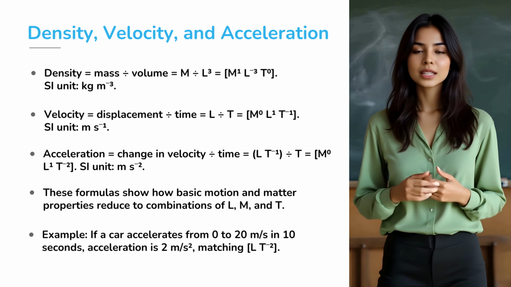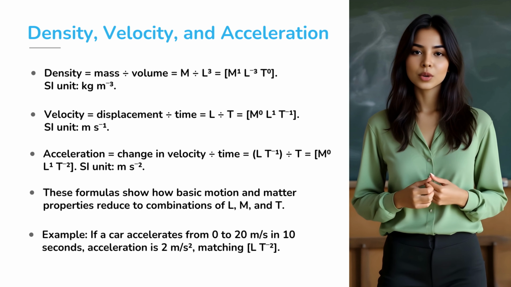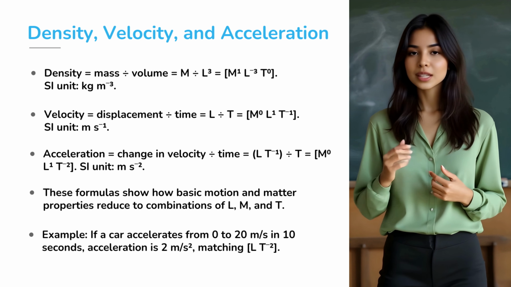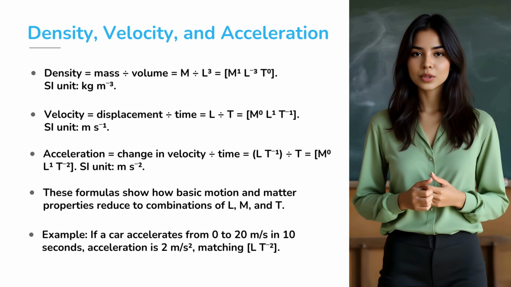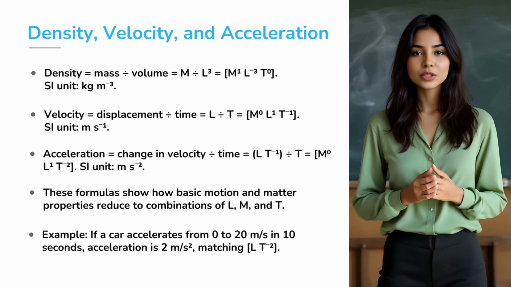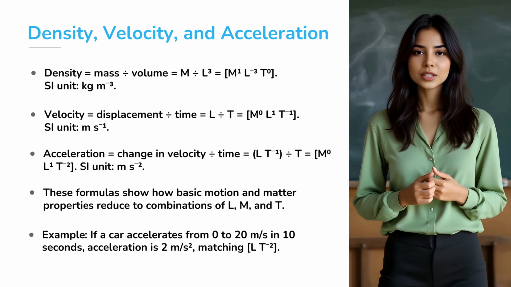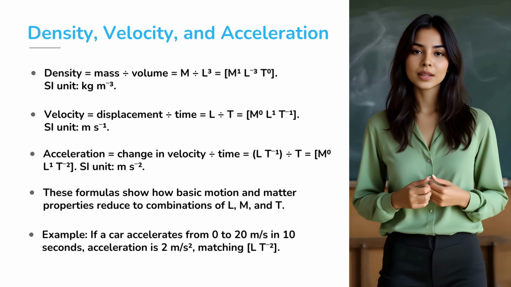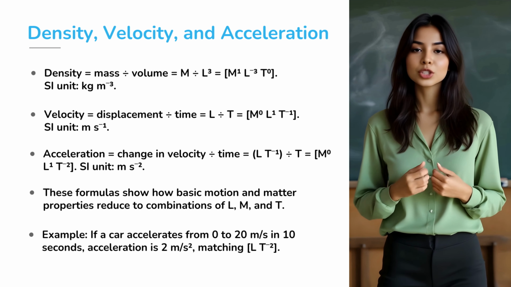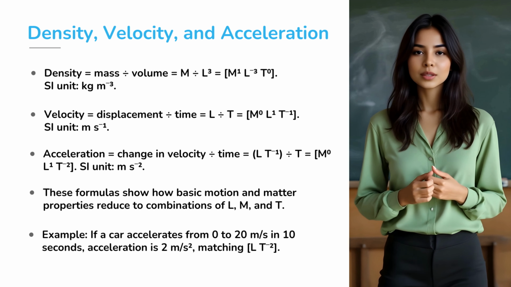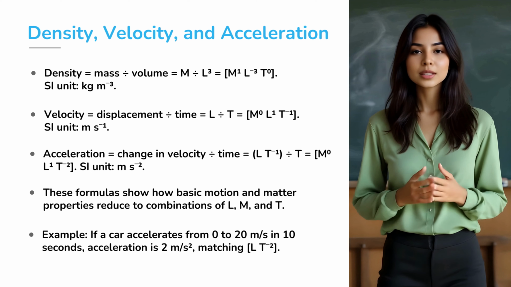Now, let's look at density, velocity, and acceleration. Density is defined as mass divided by volume. Mass has the dimension m and volume has L cubed. So density equals m divided by L cubed, which is written as m to the power 1, L to the power minus 3, t to the power 0. The SI unit is kilogram per cubic meter. Velocity is displacement divided by time. That is L divided by t, giving the dimensional formula m to the power 0, L to the power 1, t to the power minus 1. The SI unit is meter per second.